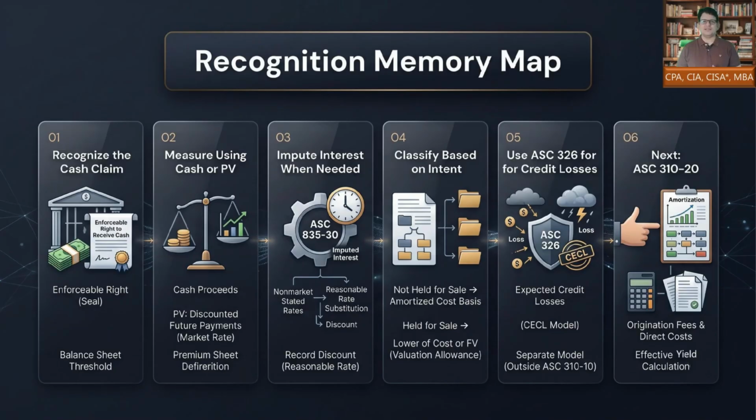First, recognize the cash claim when the entity has an enforceable right. Second, use cash proceeds for cash exchanges and present value for non-cash exchanges. Third, impute interest when the stated rate is not market based. Fourth, classify based on management intent. Fifth, use ASC 326 for expected credit losses, not ASC 310-10. And next we move into ASC 310-20, origination fees, direct loan costs, and effective yield.